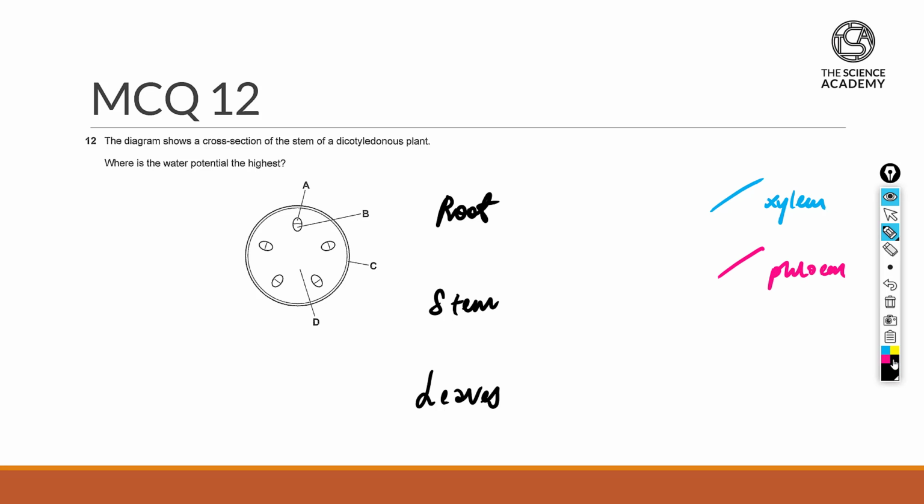So drawing out the root first. It has a very iconic spiky-like structure that's in the middle. We have this as the xylem. And in between the ends of the spike-like structure is actually going to be the phloem itself.